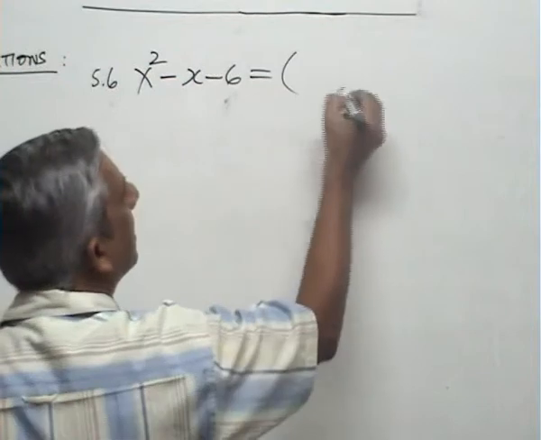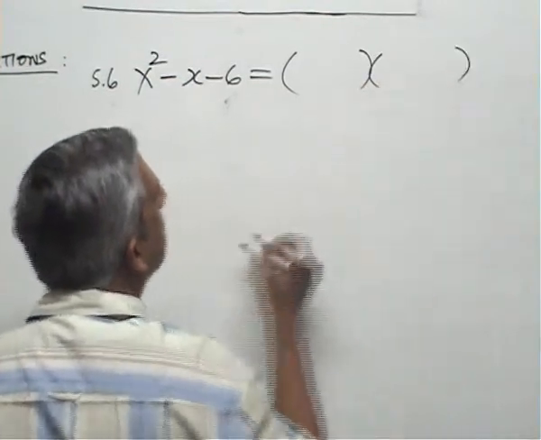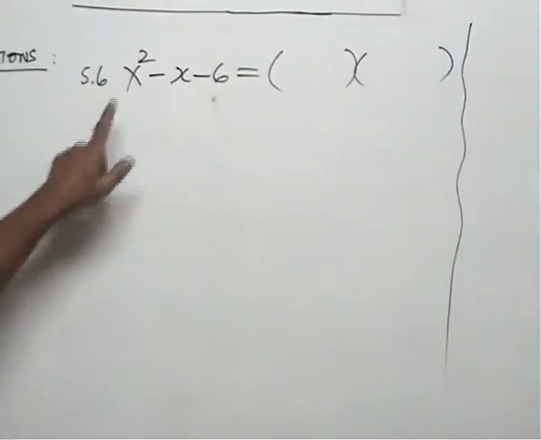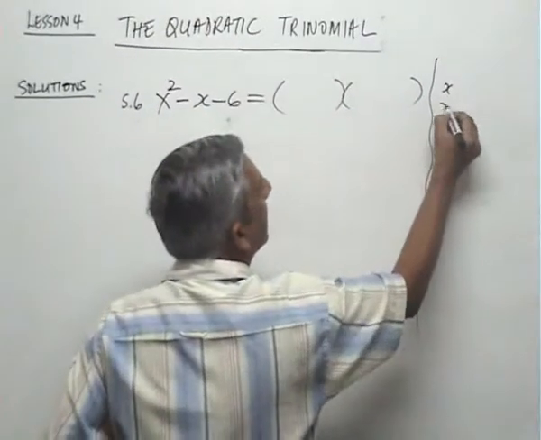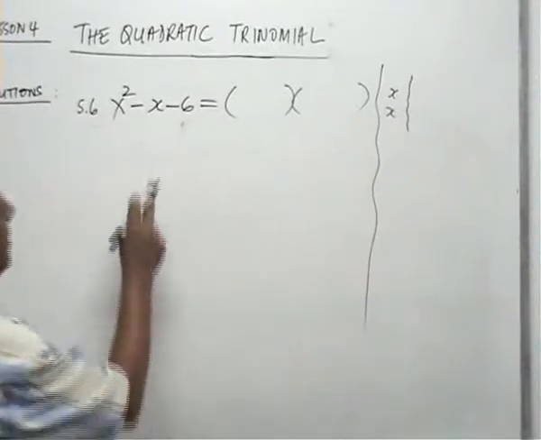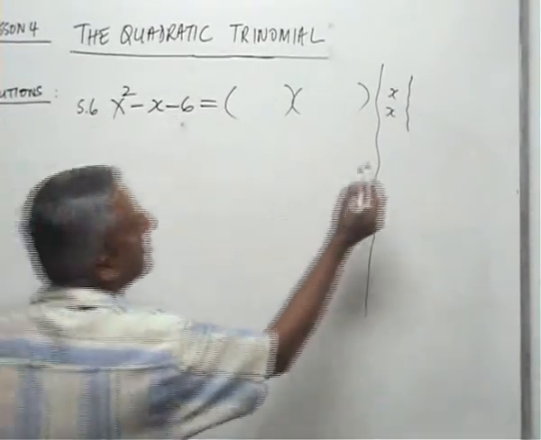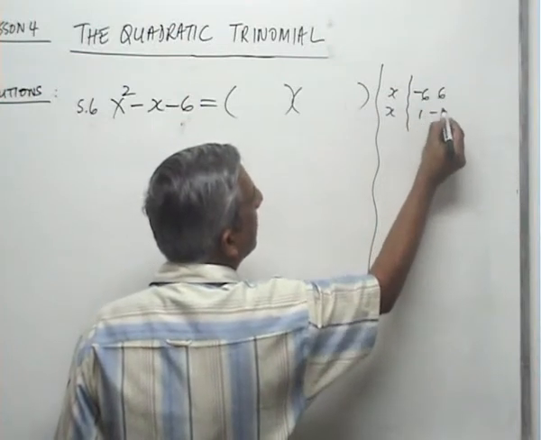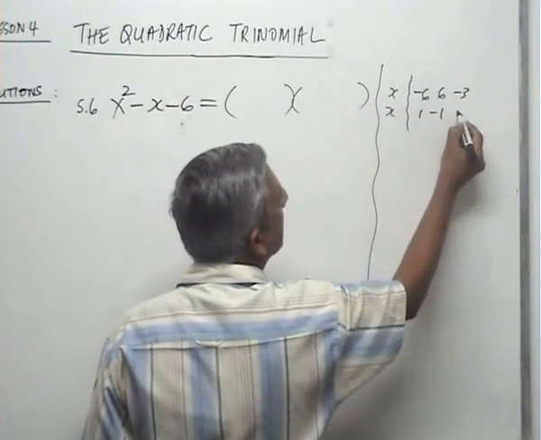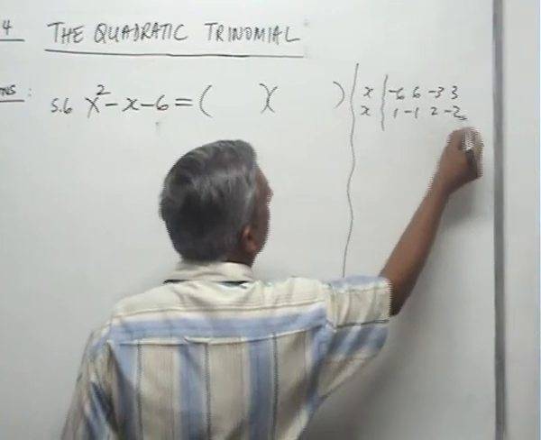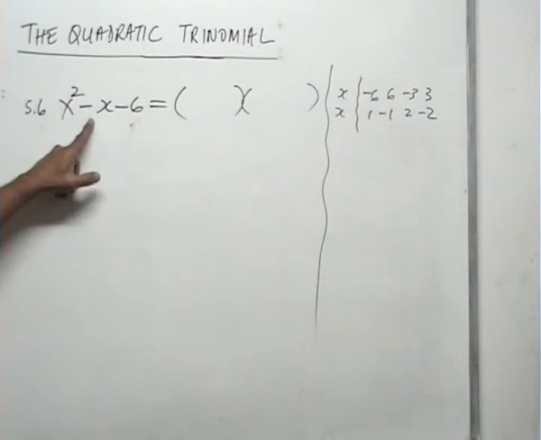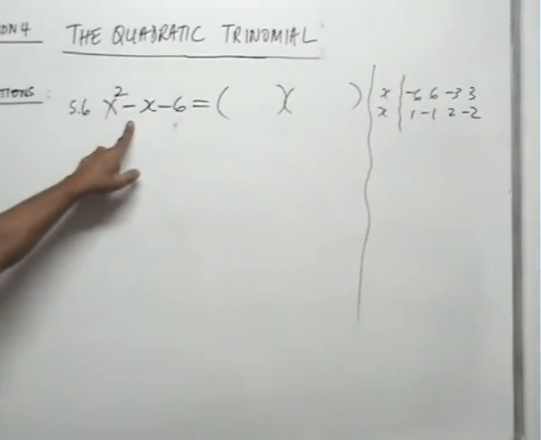Alright, so once again, well, we know there will be two brackets, but now we're going to do the working on the side. So there's x and x. Now you got minus 6. So you got minus 6 and 1, 6 and minus 1. You got minus 3 and 2. You got 3 and minus 2. You're looking for a minus 1. You see, no 1 is written here, but it's understood. So you're looking for minus 1.